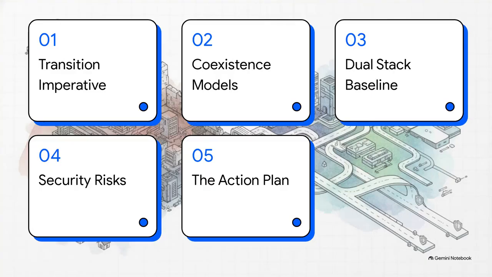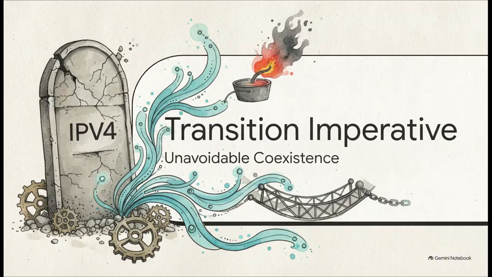Looking at our roadmap for this session, we'll quickly cover the transition imperative, map out 3 coexistence models, dive into the dual stack baseline, examine dual stack security risks, and finish up with your action plan. Starting with Part 1, the transition imperative.